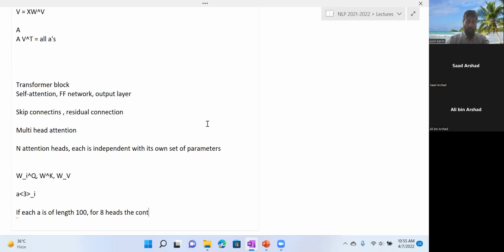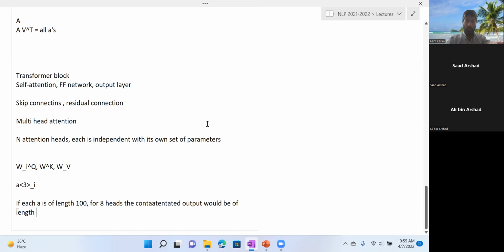the concatenated output would be of length 800. ठीक है, तो but usually to bring it back to 100 हम कुछ feed forward layer से गुजारते हैं, तो वापस वो 100 पे ले आते हैं. तो feed forward layer input उसकी 800 होगी, फिर बाद में मे बी सिंगल स्टेप में या मल्टीपल स्टेप में इसको वापस 100 तक ले आते हैं.